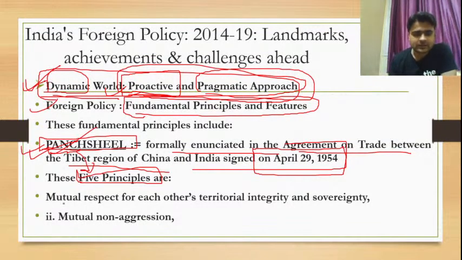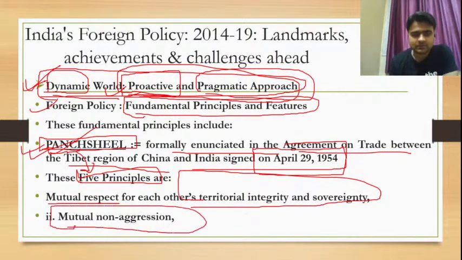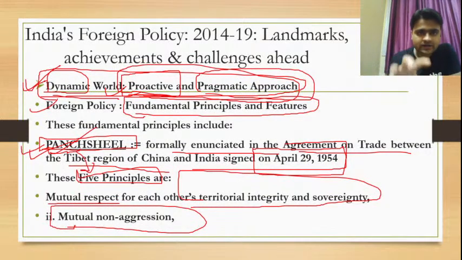Then now the 5 principles. I will be very brief because all of you might be aware. One is mutual respect for each other's territorial integrity and sovereignty. Then another is mutual non-aggression, which means I will not encroach on your territories, and you should also not encroach. That is mutual non-aggression. And you should not be very aggressive when conducting any diplomatic talks or following any diplomatic negotiations or bargaining.